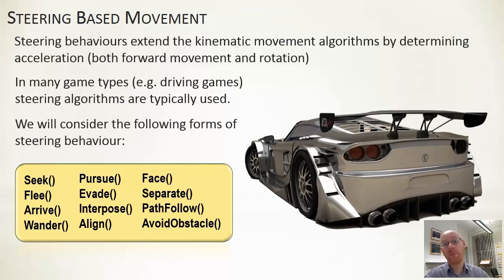And where we want to have games where the objects move smoothly and continuously, then steering algorithms are particularly important. As to the forms of steering behaviour that we'll look at, you can see a list of them here in terms of seek, flee, arrive, wander, and so on. So there's going to be quite a wide range of different ones, and as just mentioned, they can be combined together to produce more complicated, rich forms of movement.